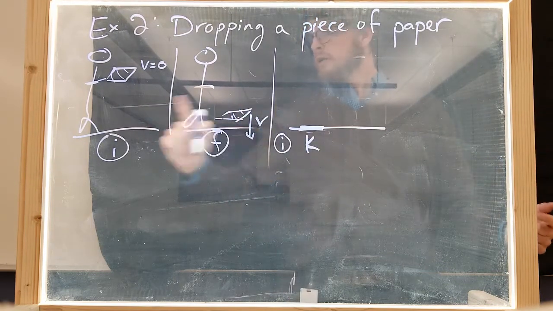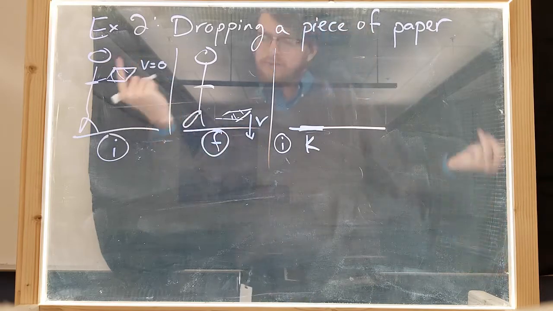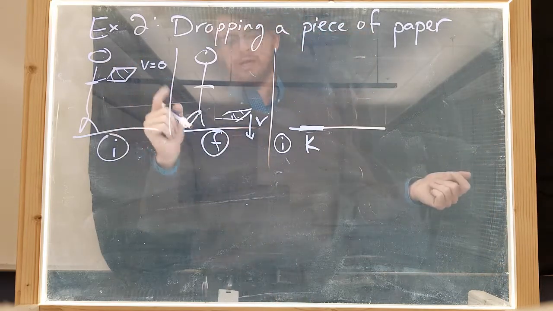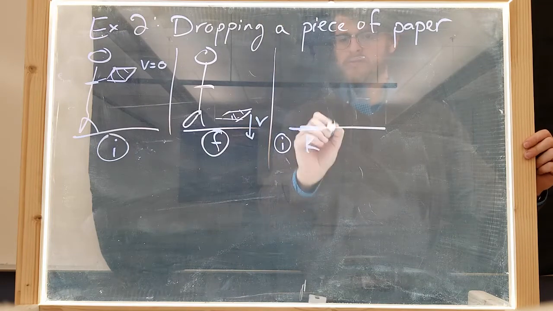Kinetic energy is 0. I've got some gravitational potential energy because the paper has mass, and remember UG is mgh, so I've got some amount of gravitational potential energy.